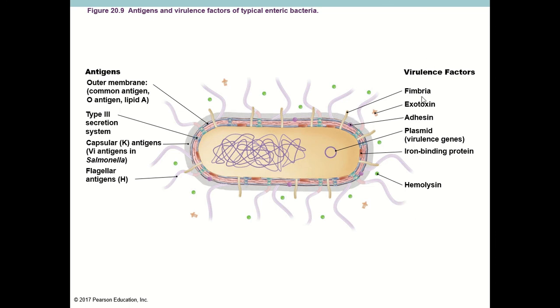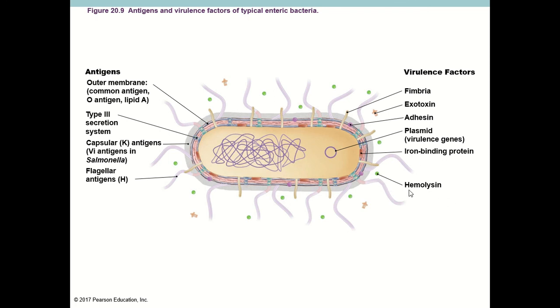Fimbriae would be one, for movement. Exotoxin would be another one. This is a secreted toxin that is used to deter attacks from other pathogens. Adhesin is an adherent molecule. Plasmids provide the bacteria with specialized genes to help them resist antibiotics, for example, and they help them also in their attachment and infection processes. Iron-binding proteins is another virulence factor, and then hemolysin would be another one.